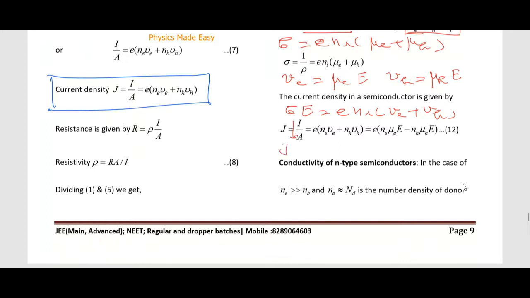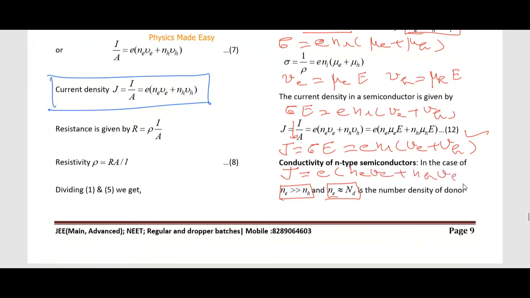From here we get J is equal to sigma E, which is equal to E Ni (VE plus VH). Now, this formula is for N-type semiconductors. In the case of an N-type semiconductor, you can drop NH, and Ne is equal to this. The formula for J in this case is E Ne Ve. This is the general formula with VH.